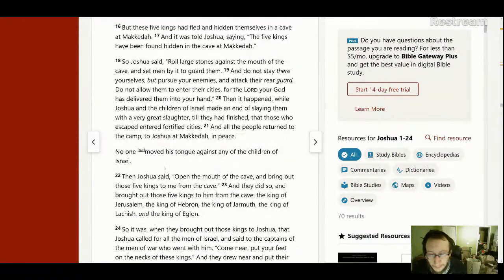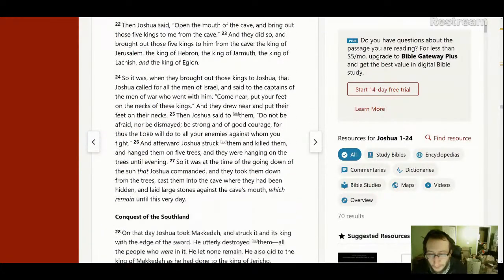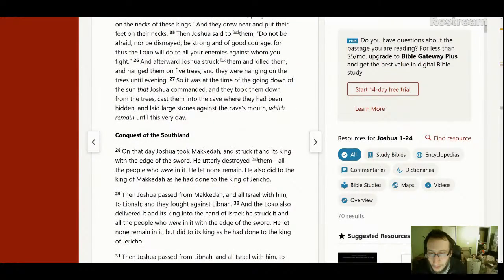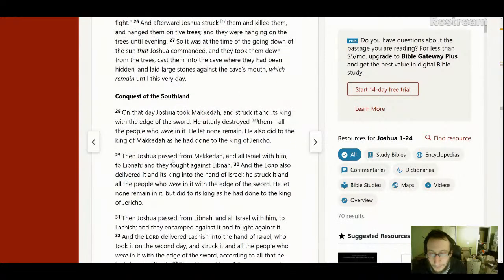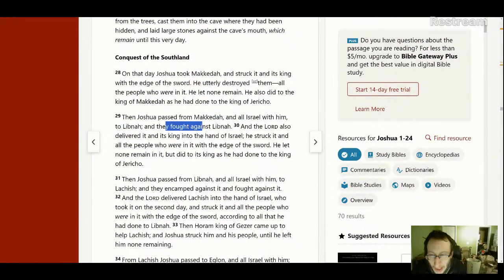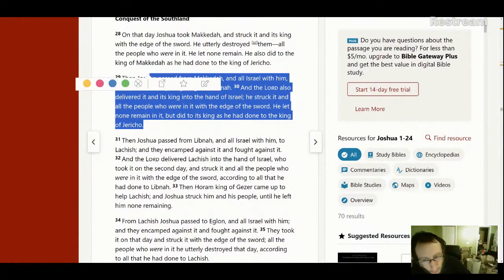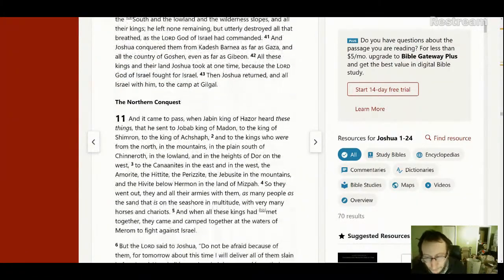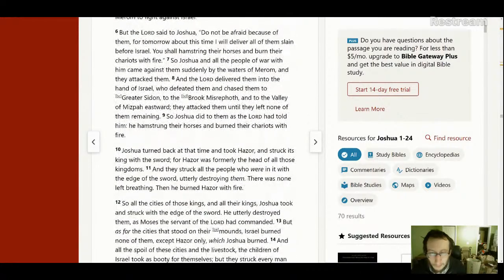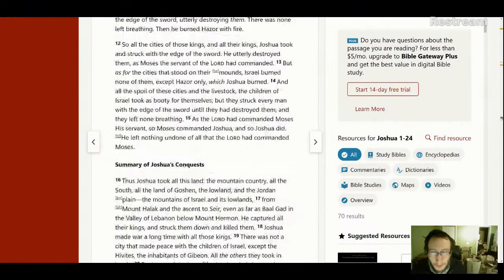where it says, Joshua took Makkedah and struck it and its king with the edge of the sword. They fought against Libnah, and the Lord also delivered it and its king into the hand of Israel. He struck it and all the people who were in it with the edge of the sword. He let none remain in it, but did to its king as he had done to the king of Jericho. So probably in the Apocryphon of Joshua, there was much more to this story, a good amount more. More detail to the wars that were done.